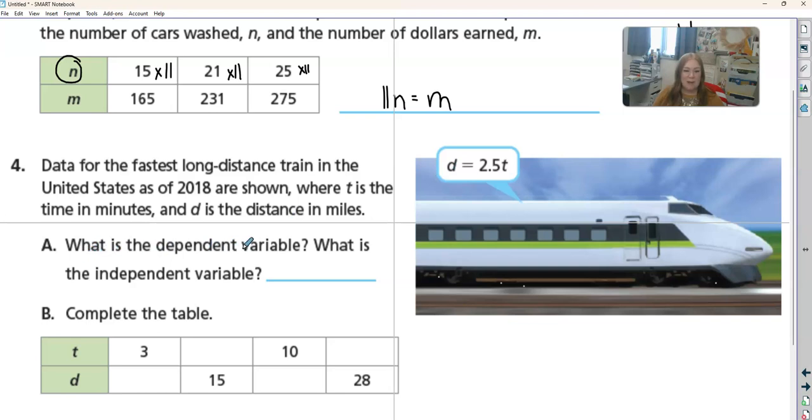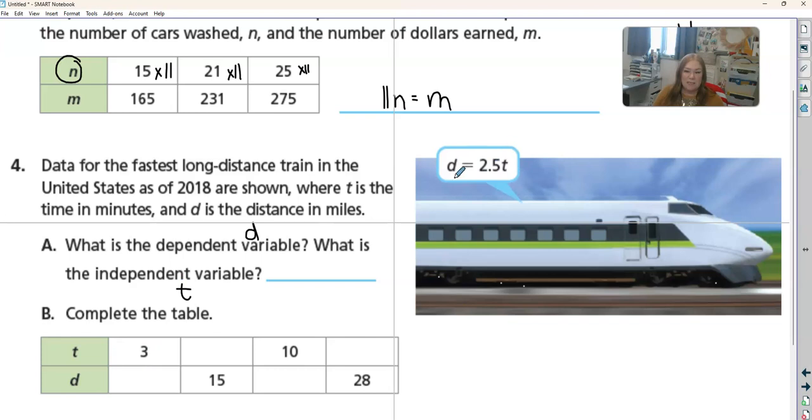So what is dependent and what is independent? I always like to start with the independent one. It's the one connected to the variable, the coefficient, or the coefficient is connected to the independent variable. So the time, the train gets to decide how many minutes it's going to continue traveling. So the independent one is T, but the distance is going to depend on how long the train traveled. It gets to choose how many minutes it's going to go for, but the distance will depend on how long the train went.